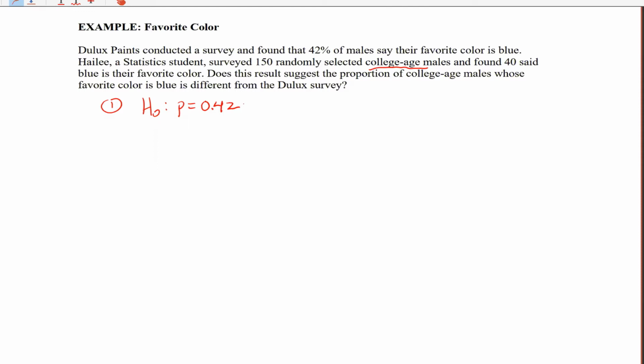Then we decide, what are we trying to gather evidence to show? Here we're trying to show if the results suggest that college-age males feel differently than males in general. And so we're not giving a direction in terms of the alternative, whether more males in college feel this way, or a lower proportion. It just says different. And so that suggests the alternative is a not equal to alternative.